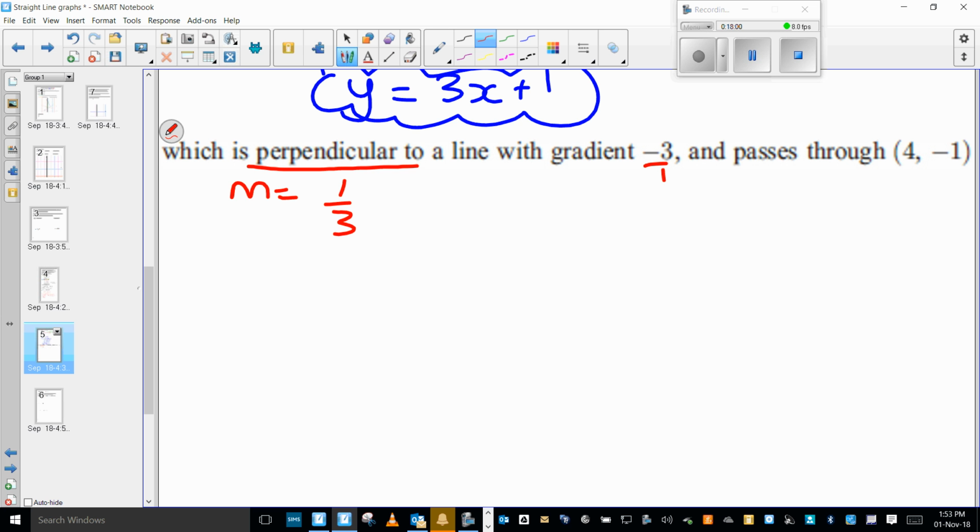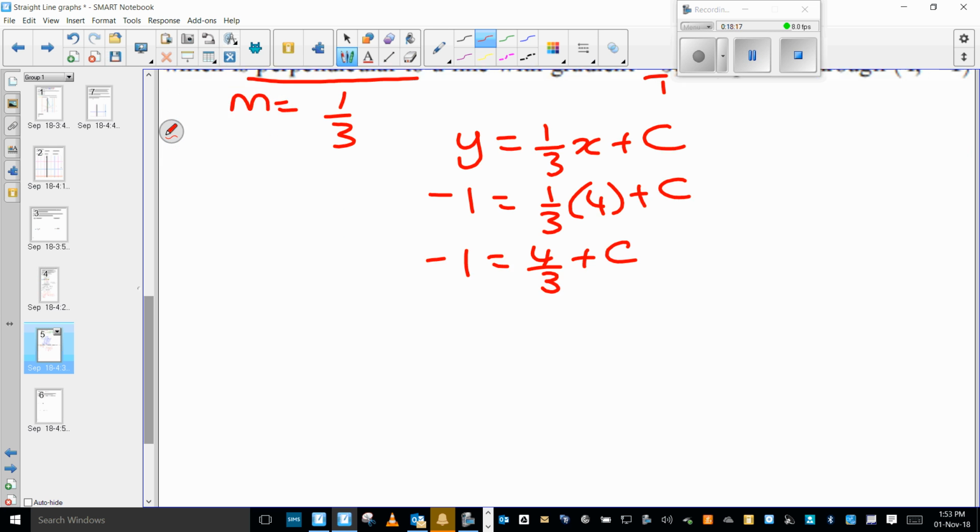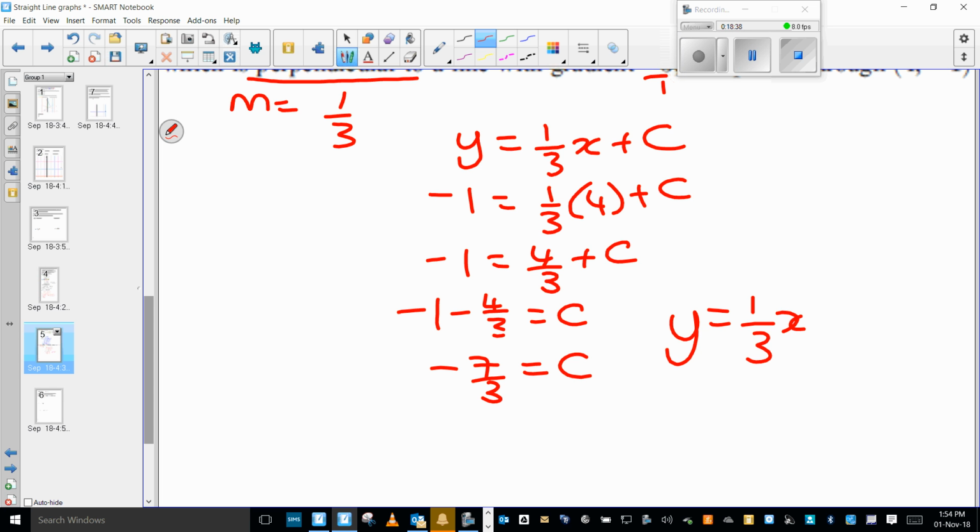So we know it's going to be y equals 1/3 x plus c, and then we're going to stick our values in. So -1 equals 1/3 multiplied by 4. -1 equals 4/3 plus c. So that's -1 minus 4/3, which is -7/3. So my equation is y equals 1/3 x minus 7/3.